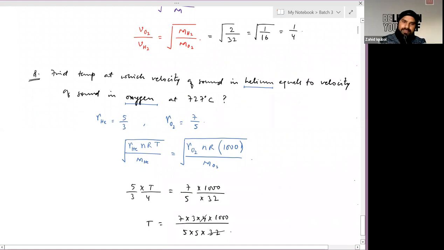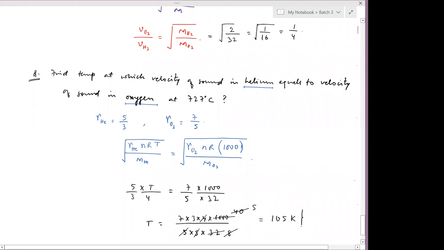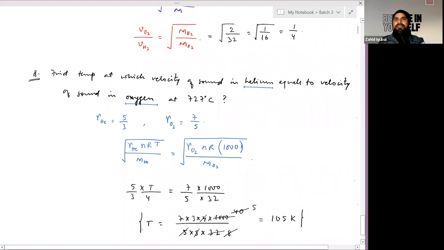4 in 8 times will be 32. 5 and 5, 25. And 4 times will be 100. 8 into 5 times will be 40. So 7 into 3, 21, into 5, that is 105. So it will be about 105 Kelvin. At this temperature, velocity of sound in helium will be equal to velocity of sound in oxygen at 1000 Kelvin.